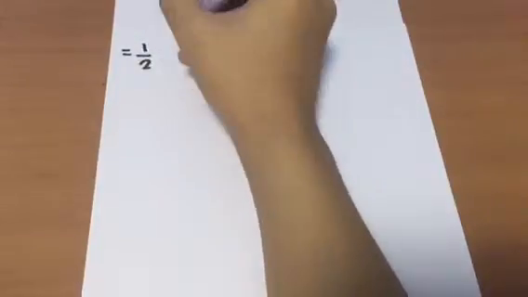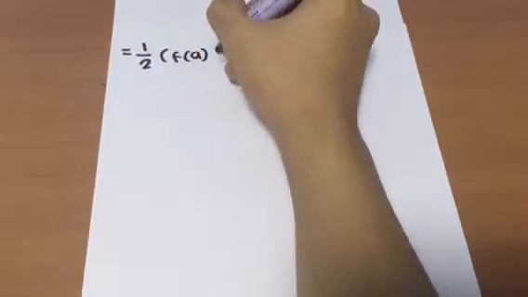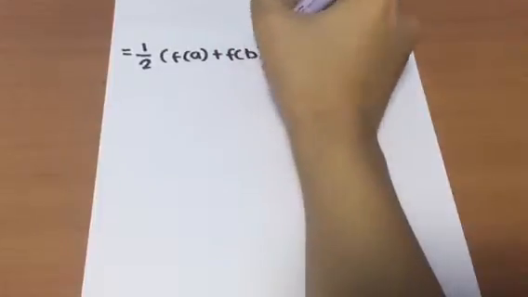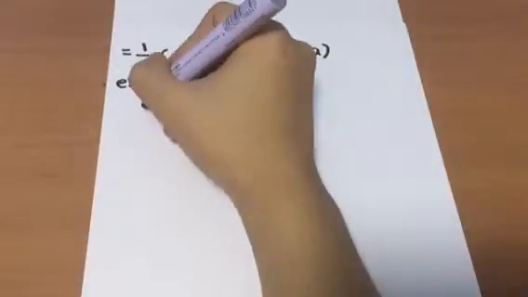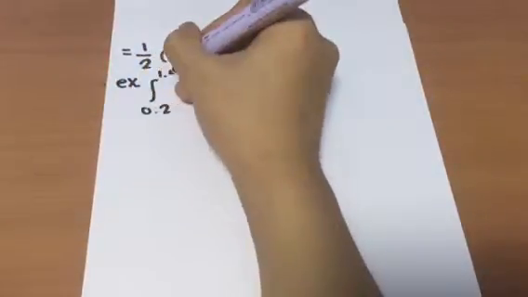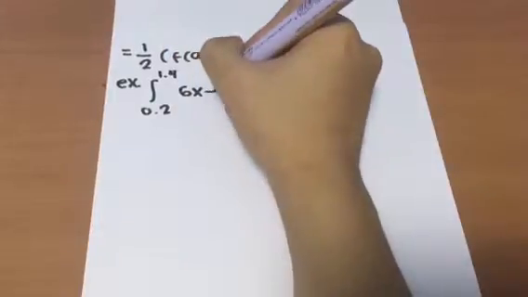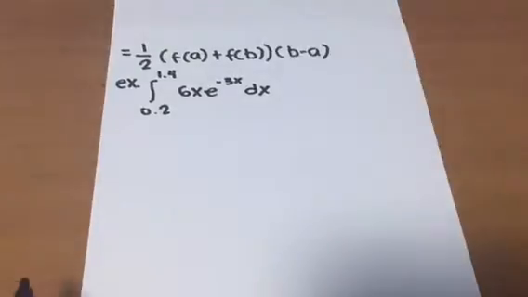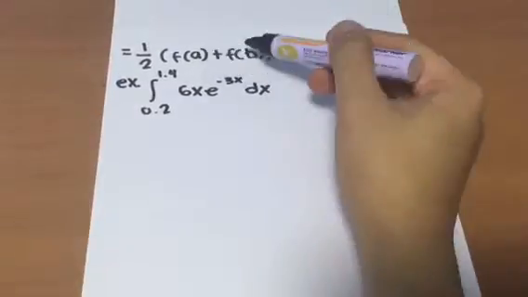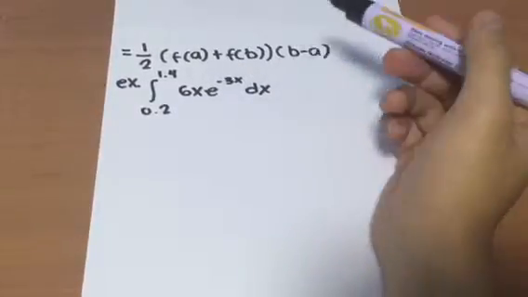We have the main equation as 1/2 times f of a plus f of b times b minus a, and we're given an example with lower limit 0.2, upper limit 1.4, and the integral of 6x e raised to negative 3x dx. We're going to solve for that using this equation.